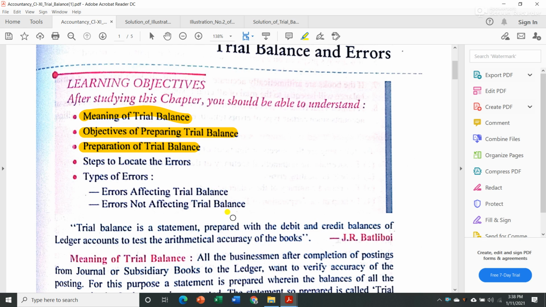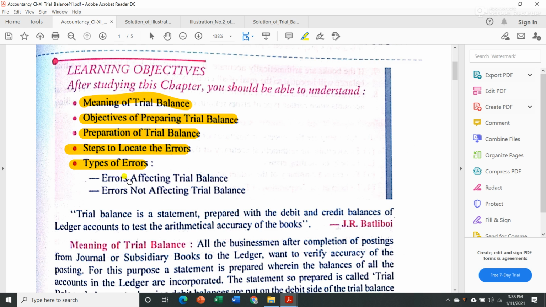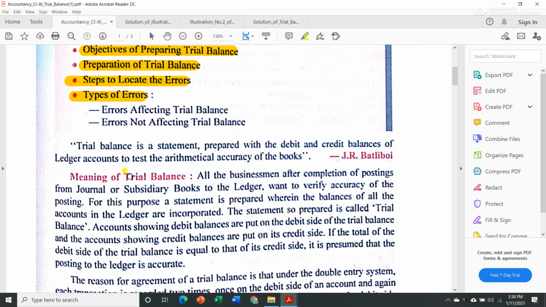Now these two topics, that is steps to locate the errors and types of errors, are being removed from your syllabus. Now let us see what is trial balance, what is its meaning.